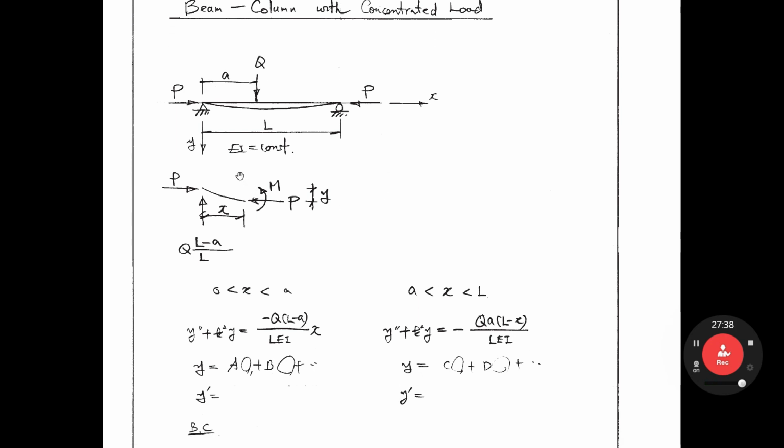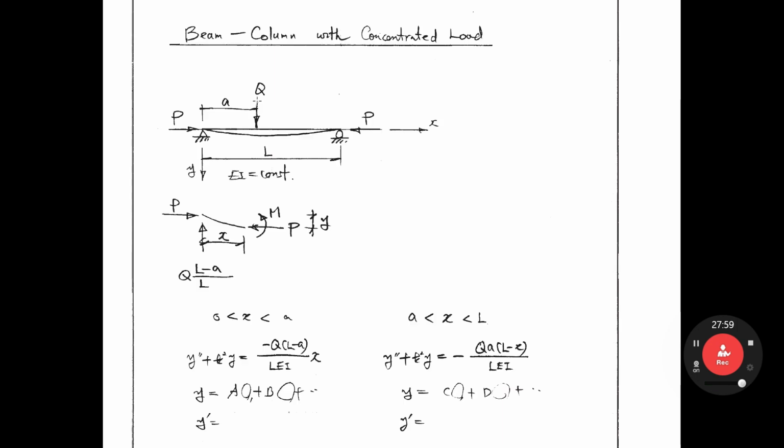Again, we take out the free body diagram. Okay, here, P, internal moment M, X, and the vertical reaction is Q times (L minus A) over L. Due to this concentrated load, we have to divide into two ranges like that. X equals from 0 to A, this range. And another one is X equals from A to L, this range. So we have two different ranges.